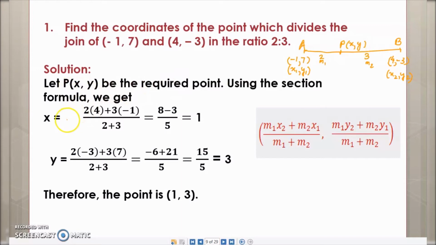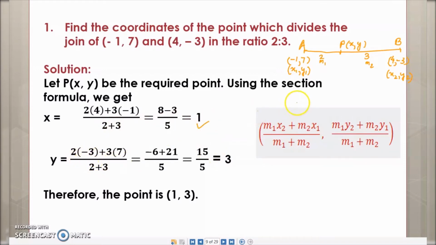So, you will substitute in the section formula. This is the section formula. M1 x2 plus M2 x1. So, M1 is 2 and x2 is 4. So, 2 into 4 plus M2 x1. M2 is 3 and x1 is -1. So, 3 into -1 divided by M1 plus M2, so 2 plus 3. And when you simplify, you will get x equal to 1.